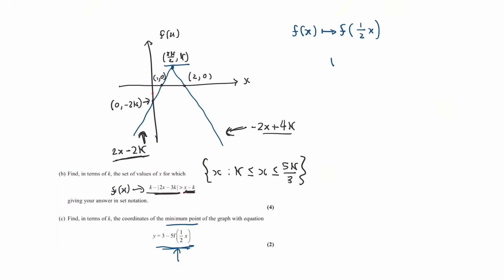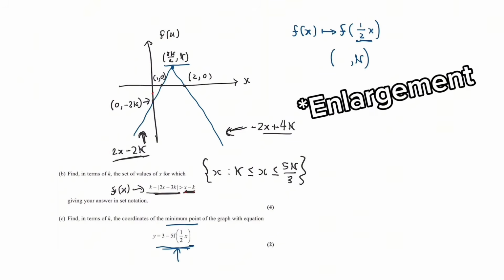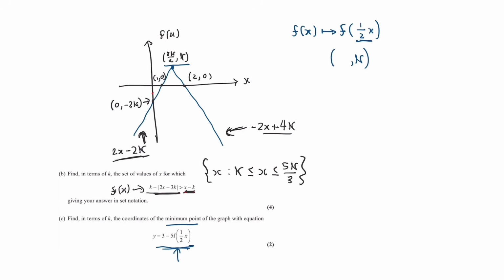And let's see what happens to the coordinates between those points. Well, we're just affecting the x value. So k is still the y coordinate. And what happens to this? Well, this is saying a stretch of scale factor 2 in the x direction. So what's going to happen is all our x values double. So our 3k over 2 is just going to become 3k.